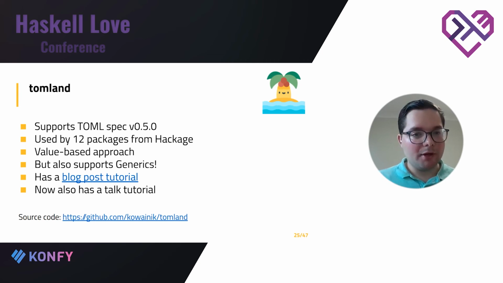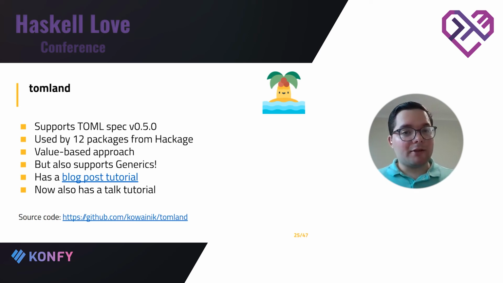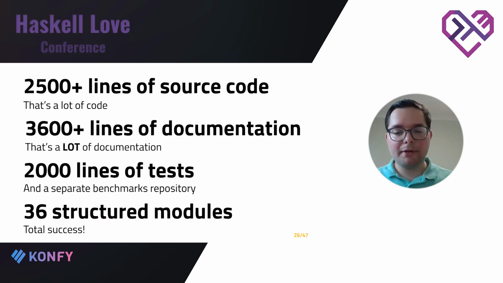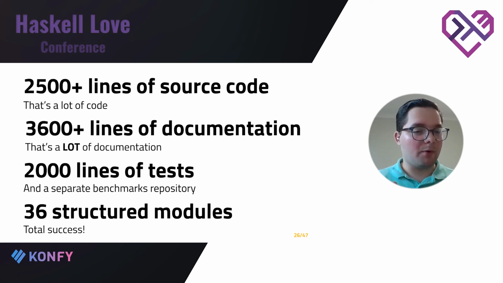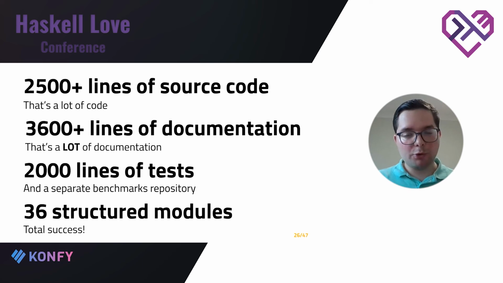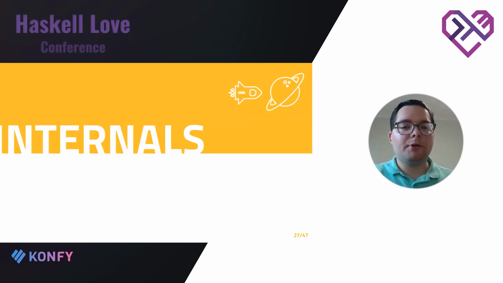Tomland has a blog post tutorial which describes its internal architecture, and now, thanks to Haskell Lab, it also has a tutorial in the form of this talk. The library has lots of code, like 2,500 lines of source code. It has developed over time, and it's changed a lot. It has more than 3,600 lines of documentation, even more. So we really spend a lot of time writing documentation, examples, tutorials, doctests, stuff like that. It even has lots of tests, because we want to make sure that when you compose parts of the TOML, it works as expected. So we make sure that all conversions work, and it has a really nice structure of modules and modularized definitions.